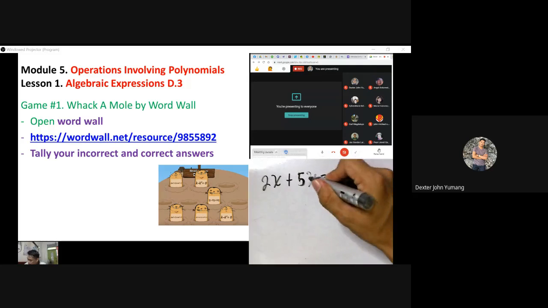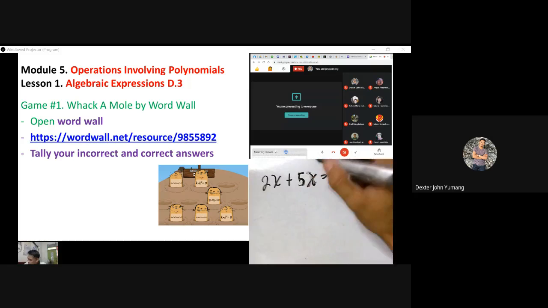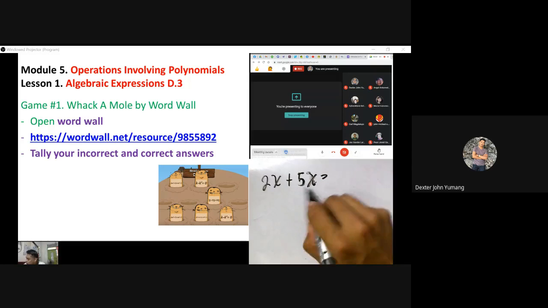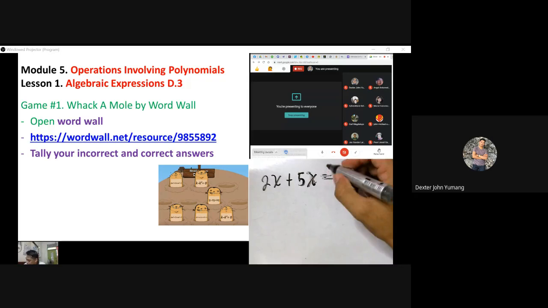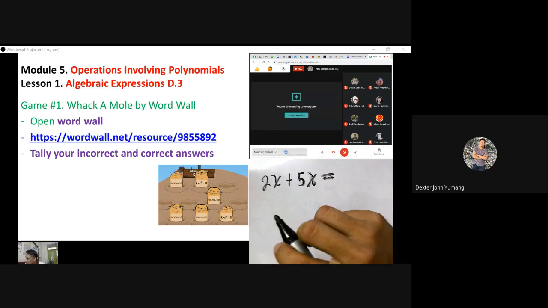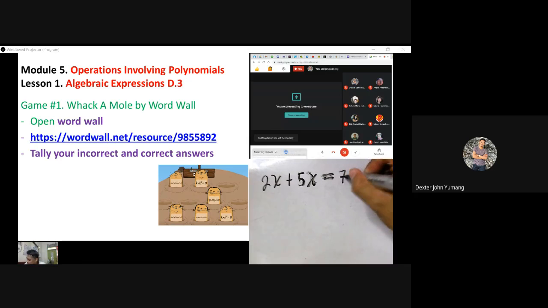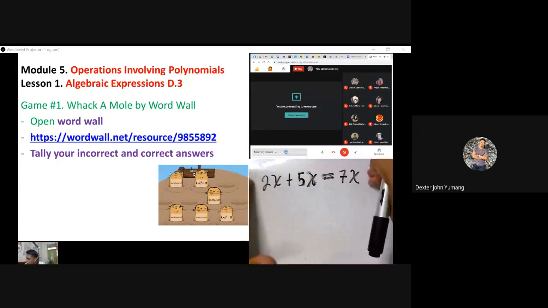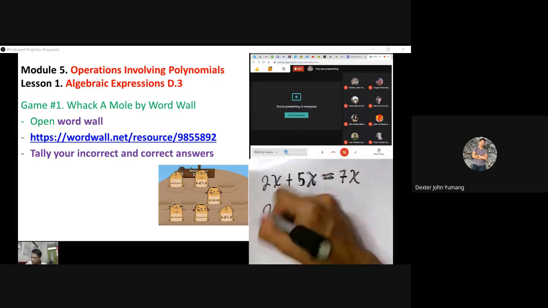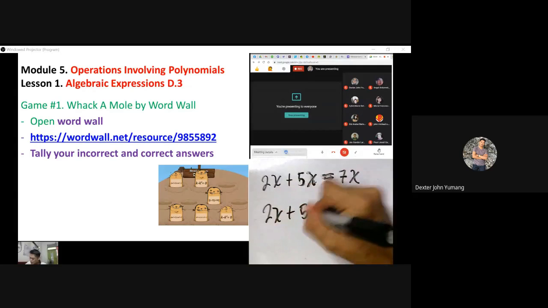And they are like variables or like terms. Magkapareho sila ng apelyido, so pwede natin silang i-add. And again, kapag pwede silang i-add, therefore i-add natin sila direct. So 2 plus 5 is now 7 and their family name is x. Ganun lang po. So kapag tama po ang solution at tama po ang answer, therefore yun po yung ihihit ninyo na mole.